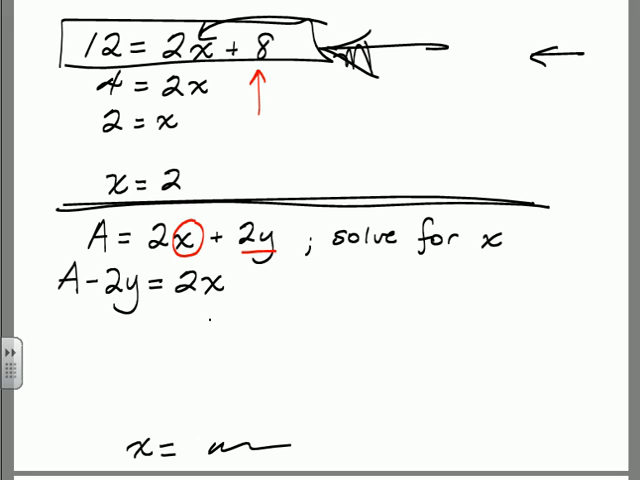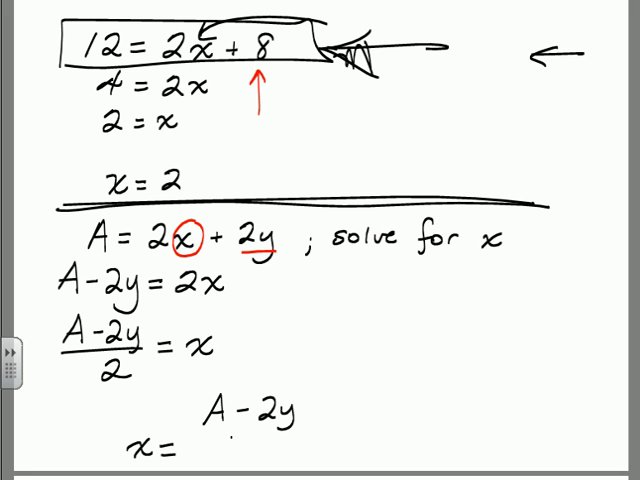What's the next thing we would do to get the x by itself? Well, we divide both sides by 2. And on this side, you just write down the whole side, divide by 2. And on the right, you have x. So your final step is just turn that around so that you have it in terms of x. So we would write a minus 2y all over 2. And we have solved for x.